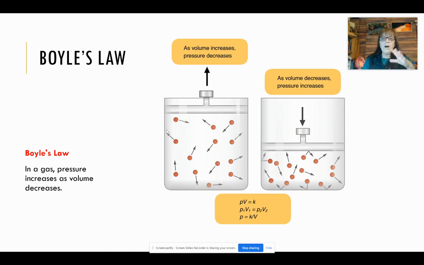So if volume increases, then pressure decreases. If the volume decreases, then pressure increases. So pressure and volume are inversely proportional to each other. So again, if volume increases, then the opposite happens with pressure. Pressure decreases. If volume decreases, then pressure increases.